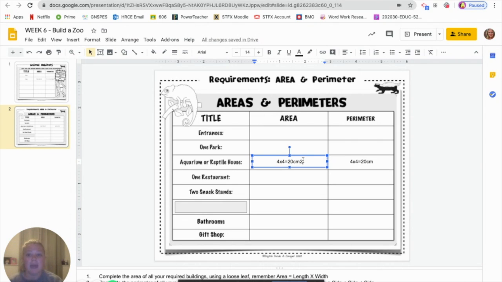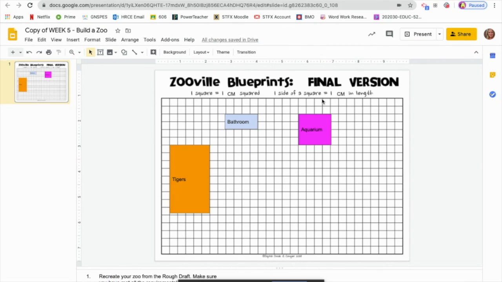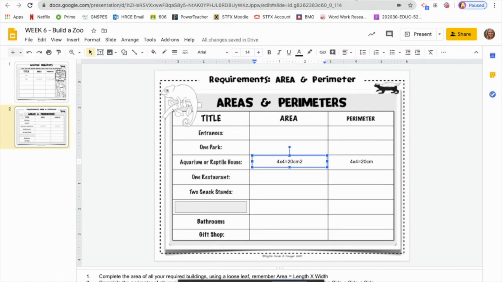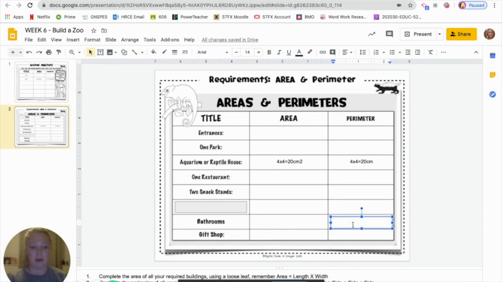Okay, and then my last and final building is my bathroom. Again, I'm going to count up my squares. This one has 1, 2, 3, 4 on the length side and 2 on the width. So back to my week 6. Find my bathrooms, and the formula for perimeter is side plus side plus side, so it should be 4 plus 2 plus 4 plus 2, which equals 12, and then my unit of measure, centimeters.